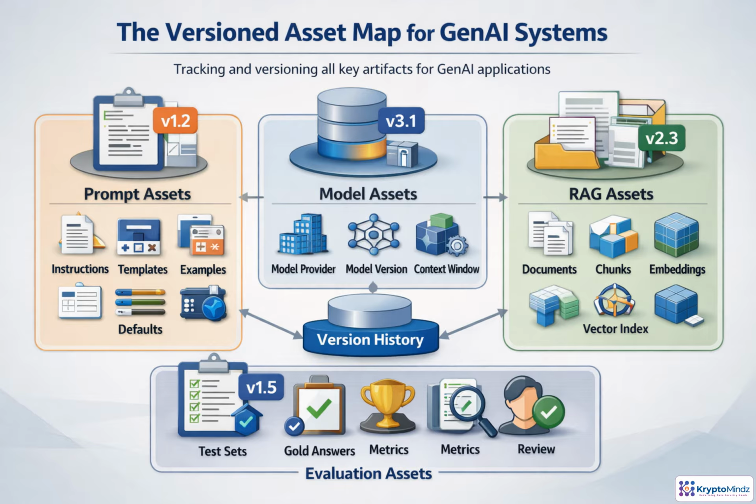Production GenAI behavior is shaped by many assets, not just application code. Prompts include instructions, templates, examples, tools, and defaults. Models include provider, revision, context limits, inference settings, and safety configuration. RAG includes documents, chunking, metadata, embeddings, and index snapshots. Evaluation includes test sets, rubrics, labels, golden answers, and automated judges. The goal is traceability. When an answer changes, you can identify which asset changed, roll back safely, and compare versions fairly.